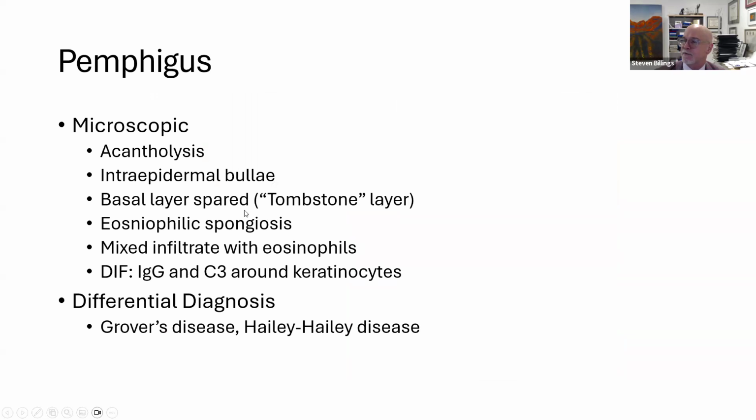You'll often see eosinophilic spongiosis, or eosinophils within the epidermis, and then in the dermis you see a mixed infiltrate with frequent eosinophils. On direct immunofluorescence, you will see both IgG and complement C3 around the keratinocytes. Differential diagnosis can include Grover disease and Hailey-Hailey disease, but neither one of those will have positive direct immunofluorescence.